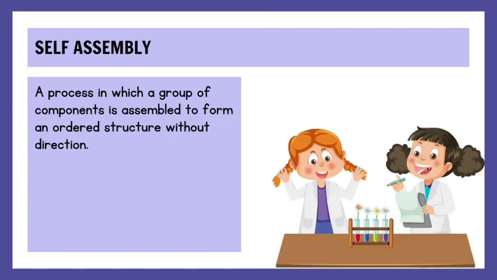The other one is self-assembly. It is a process where different elements or molecules come together without any help to form a structure. It's like when puzzle pieces fit together on their own to create a picture. In self-assembly, the elements or molecules are designed in a way that they naturally arrange themselves into a specific shape or structure. It's a fascinating way to create things without having to manually put each piece in place.